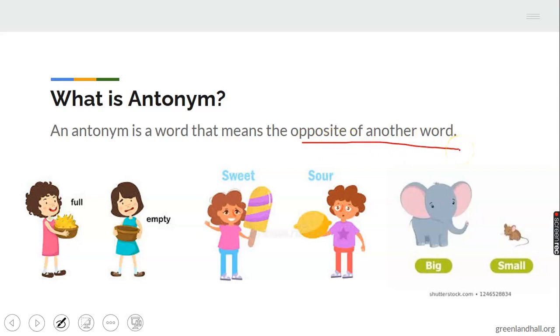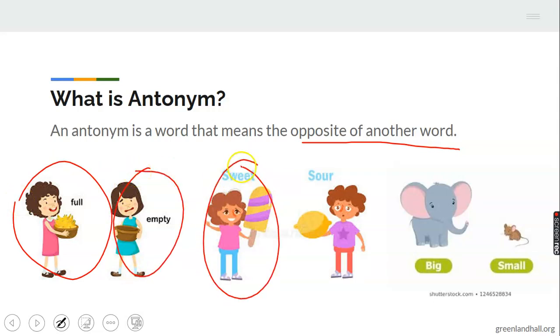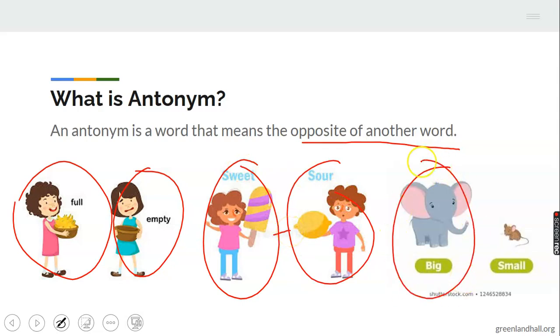Yes, very important. That was why Homer Simpson was telling us today is opposite day. Don't mind it though. So an antonym is a word that means the opposite of another word. Exactly opposite. For example, I have a lot of pictures here to illustrate that. We have full. The opposite of full is empty. For example, sweet. The opposite of sweet is sour. And we have big. Everyone knows the opposite of big is small.